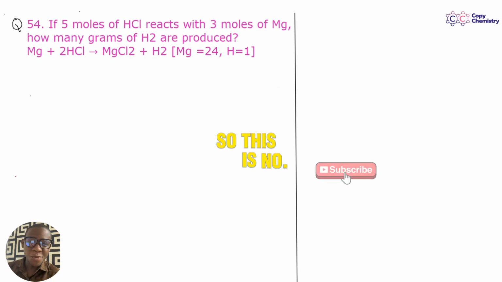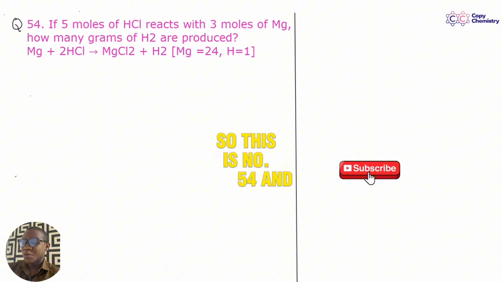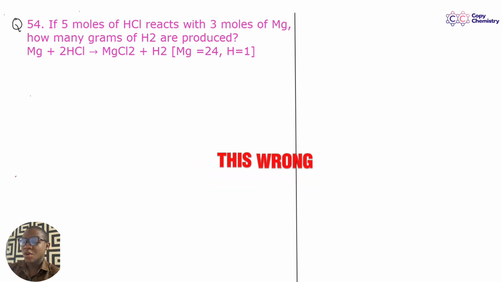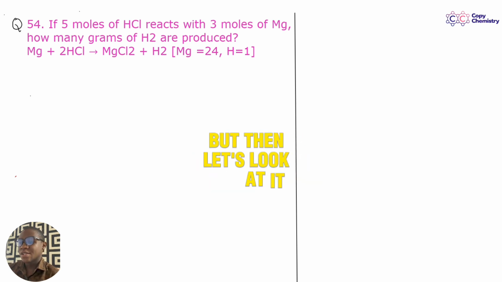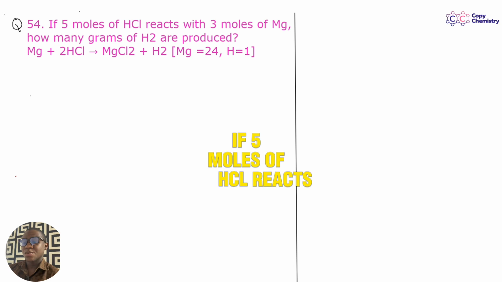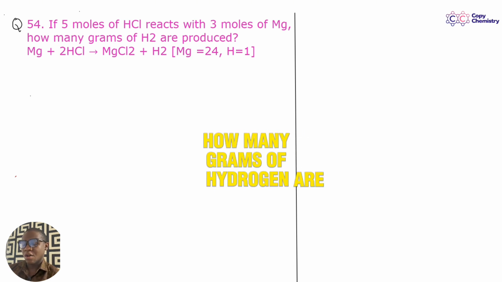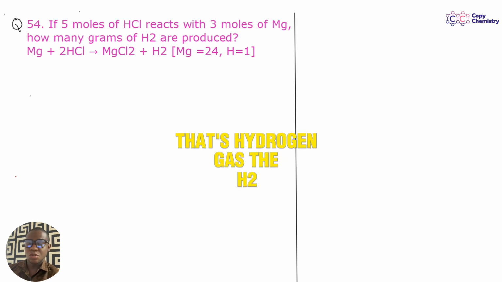Yes, so this is number 54, and some students will actually get this wrong, but let's look at it. If 5 moles of HCl reacts with 3 moles of magnesium, how many grams of hydrogen are produced? That's hydrogen gas there, H2.